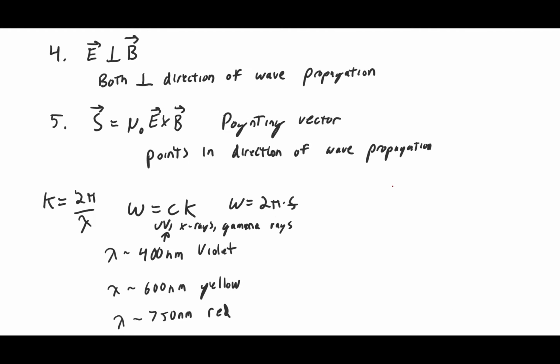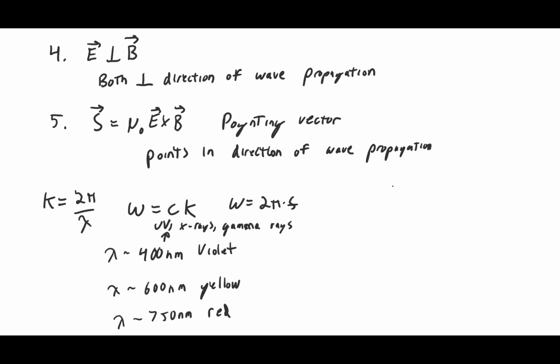I need to have the electric field and the magnetic field be perpendicular. You can figure this out using, say, Faraday's law, where if I take the electric field and add it around a loop, it has to be related to the magnetic flux. And I can do something similar with Ampere's law. So the electric field and the magnetic field must always be perpendicular.